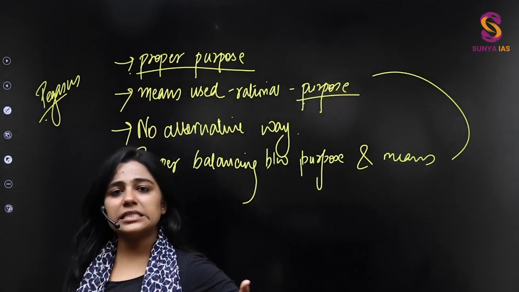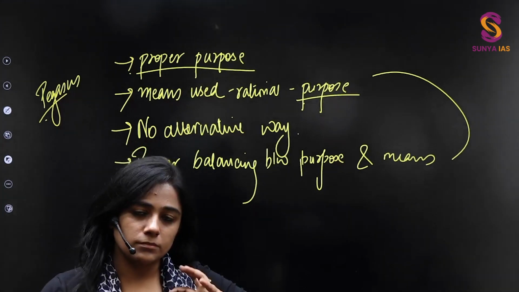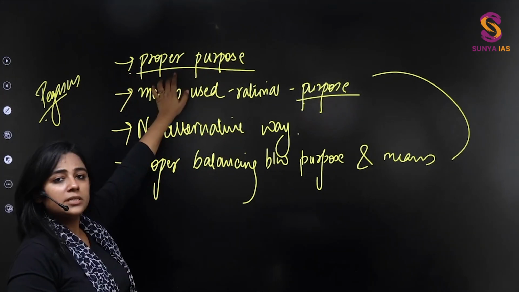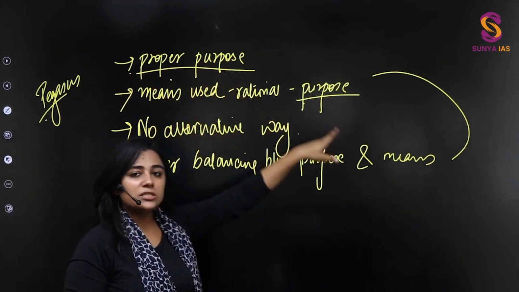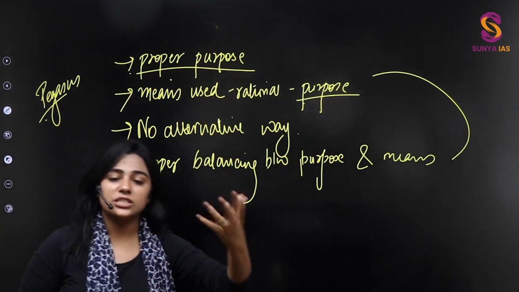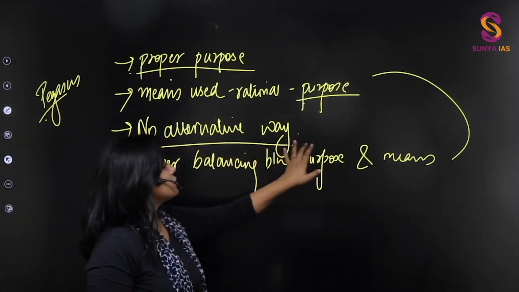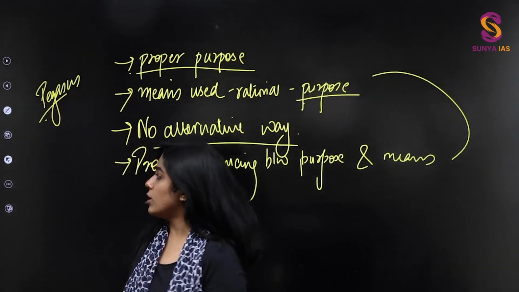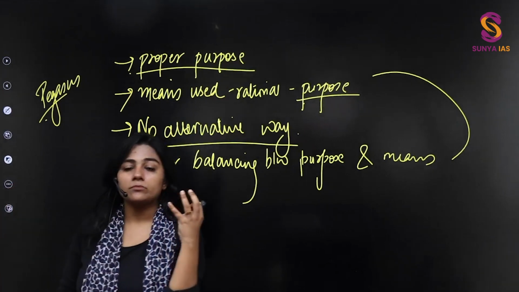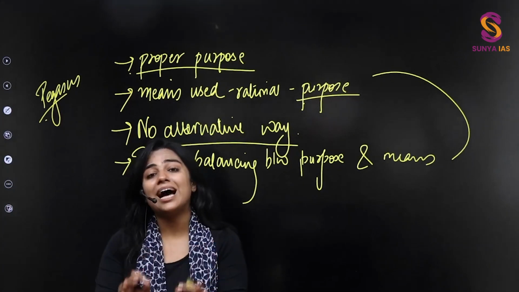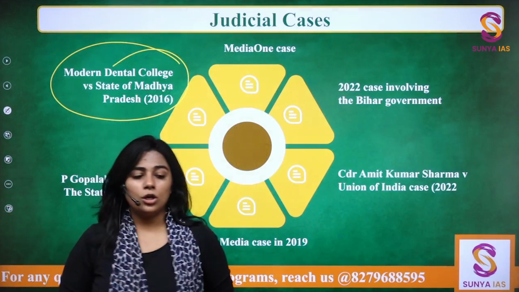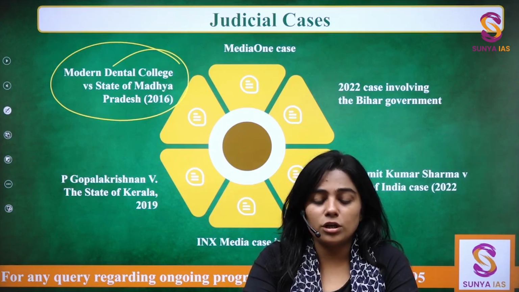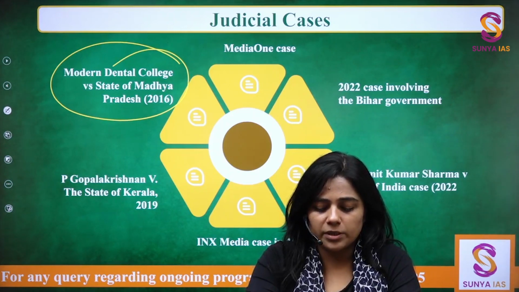So you can summarize this particular case in 3 points. It has to have a proper purpose. The purpose and the means should be rationally related, should be able to justify each other. And there has to be no alternative way of achieving what we wish to achieve. And the sealed cover jurisprudence should be the last way to go. So that is how you will use Modern Dental College versus State of Madhya Pradesh.